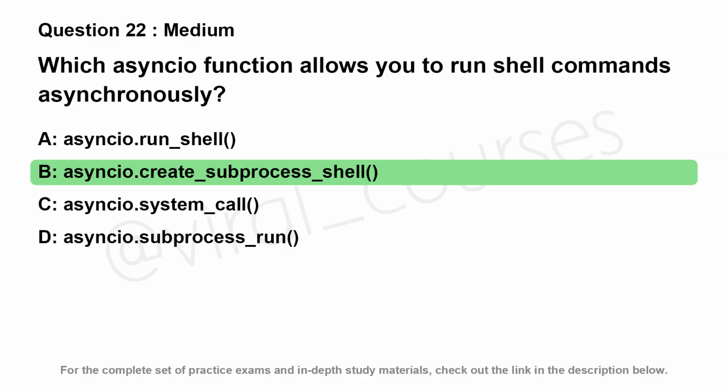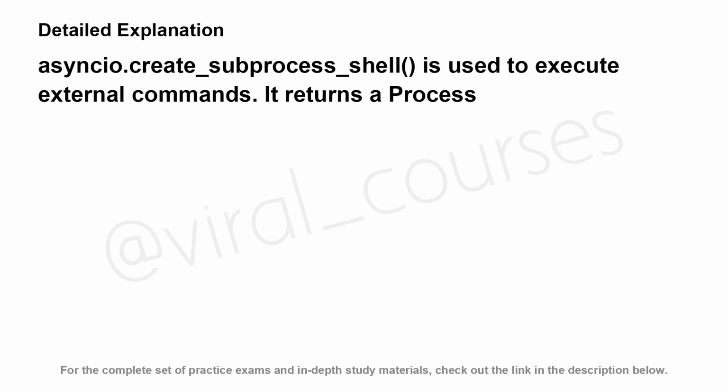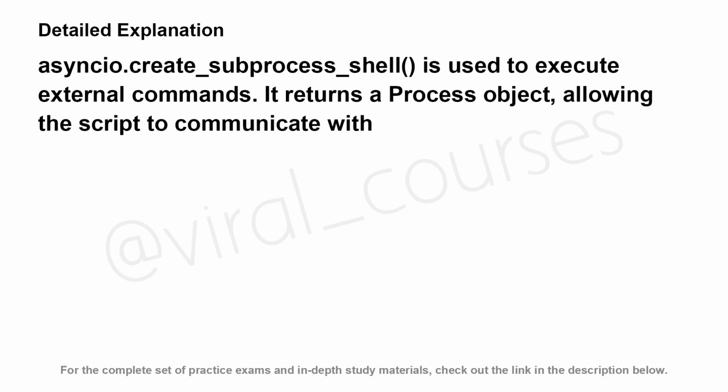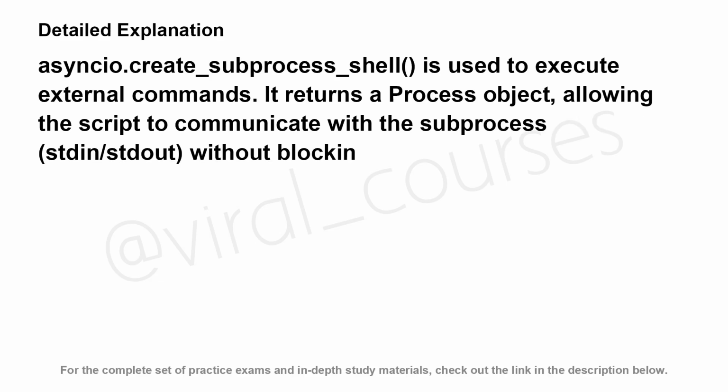The correct answer is B. asyncio.create_subprocess_shell is used to execute external commands. It returns a process object, allowing the script to communicate with the subprocess's stdin and stdout without blocking the main event loop.